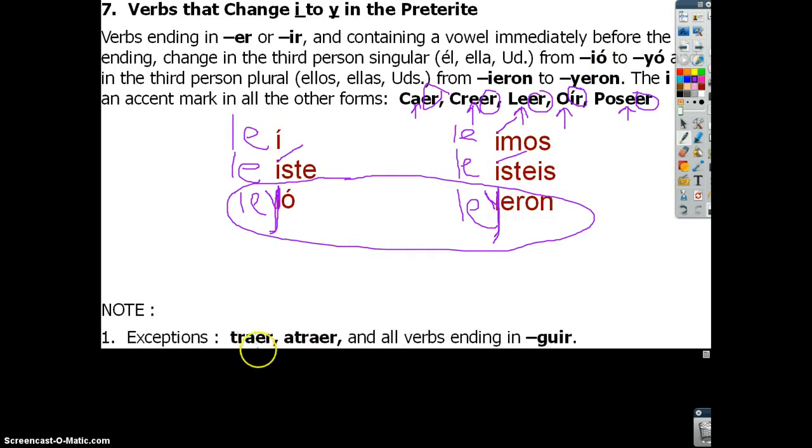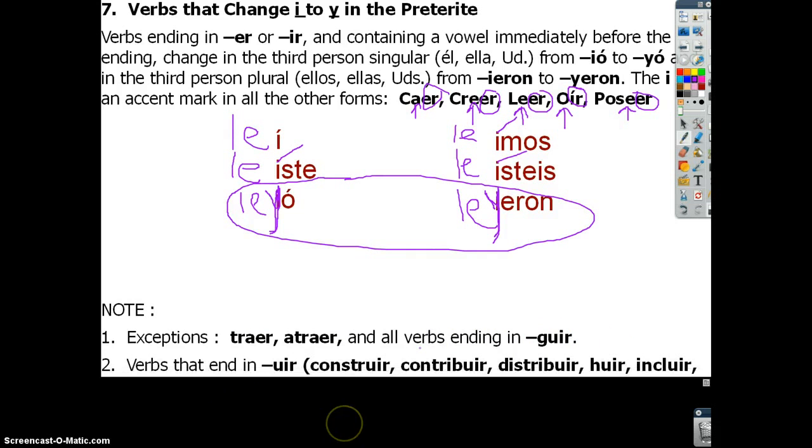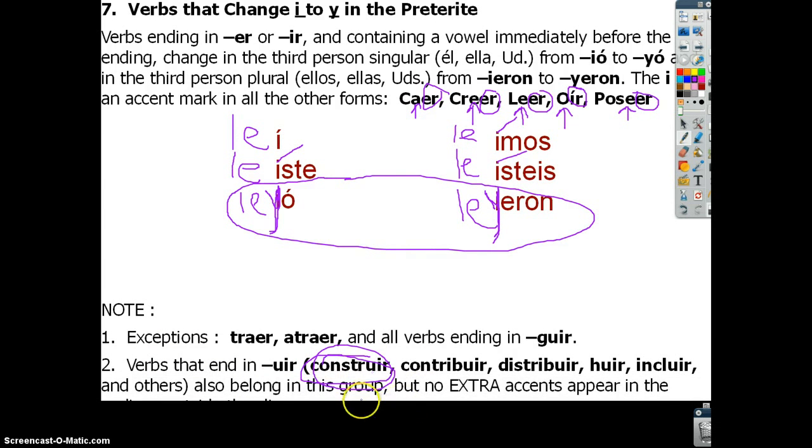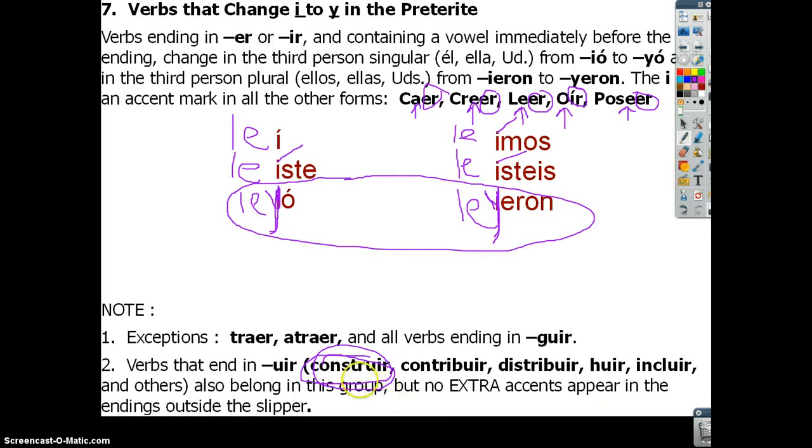Of course there are. Traer is an exception. Why? Because traer is a teacup, trae. You guys know that. And any verbs that end in GUIR, also back in Spanish 2B when we talked about that. Verbs that end in UIR, like construir, and that's the one that we always focused on, also belong in this group, but no extra accents appear in the endings outside the slipper. So construir still changes I's to Y's in the slipper, but no extra accents appear on the endings outside the slipper. So how many accents will construir have? It will still have two. It still needs one on the yo and the he, she. We will practice this in class. This is on your golden ticket.